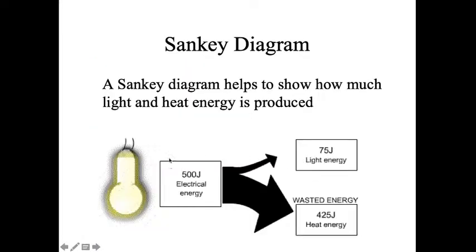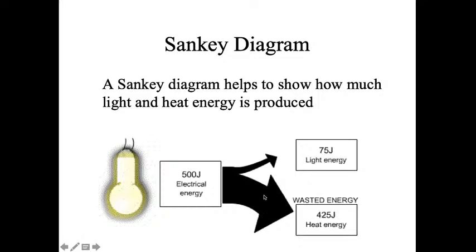All right, here's the Sankey diagrams I was referring to. So you do need to be able to analyze and draw these types of diagrams. They're not overly complicated. It's one of the easier parts of this topic. A Sankey diagram will show you how much light and heat is produced. We have our starting electrical energy, 500 joules. We're going to have 75 of it converted to light energy and 425 into wasted heat energy.